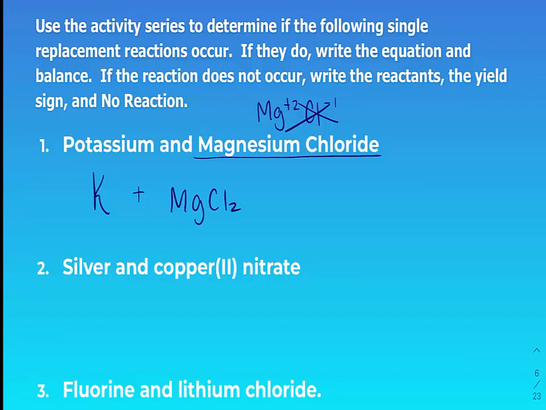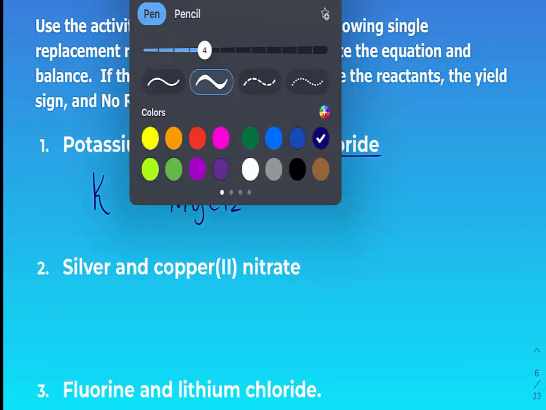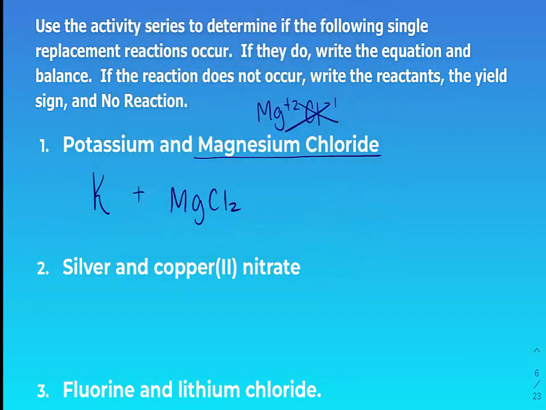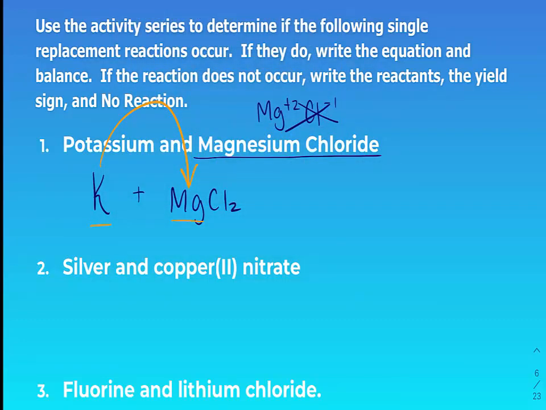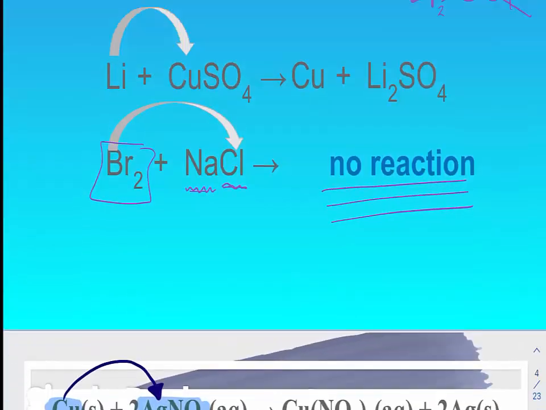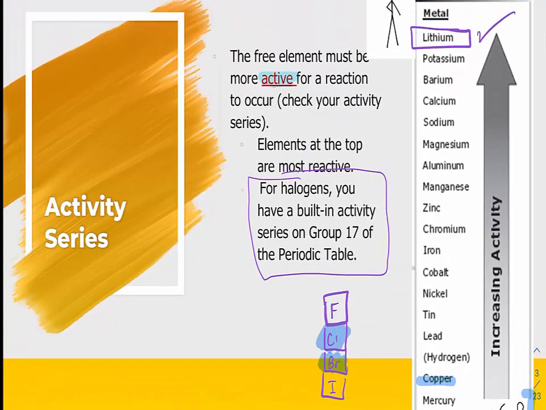All right, potassium is a metal. It is going to try to replace another metal. So potassium and magnesium are my two metals here. I like to draw this little arrow as a visual for myself, that potassium is going to try to push out magnesium and take its place. But we need to check the activity series to see if it's able to do that. So I'm going to go back and look at potassium and magnesium in my activity series.